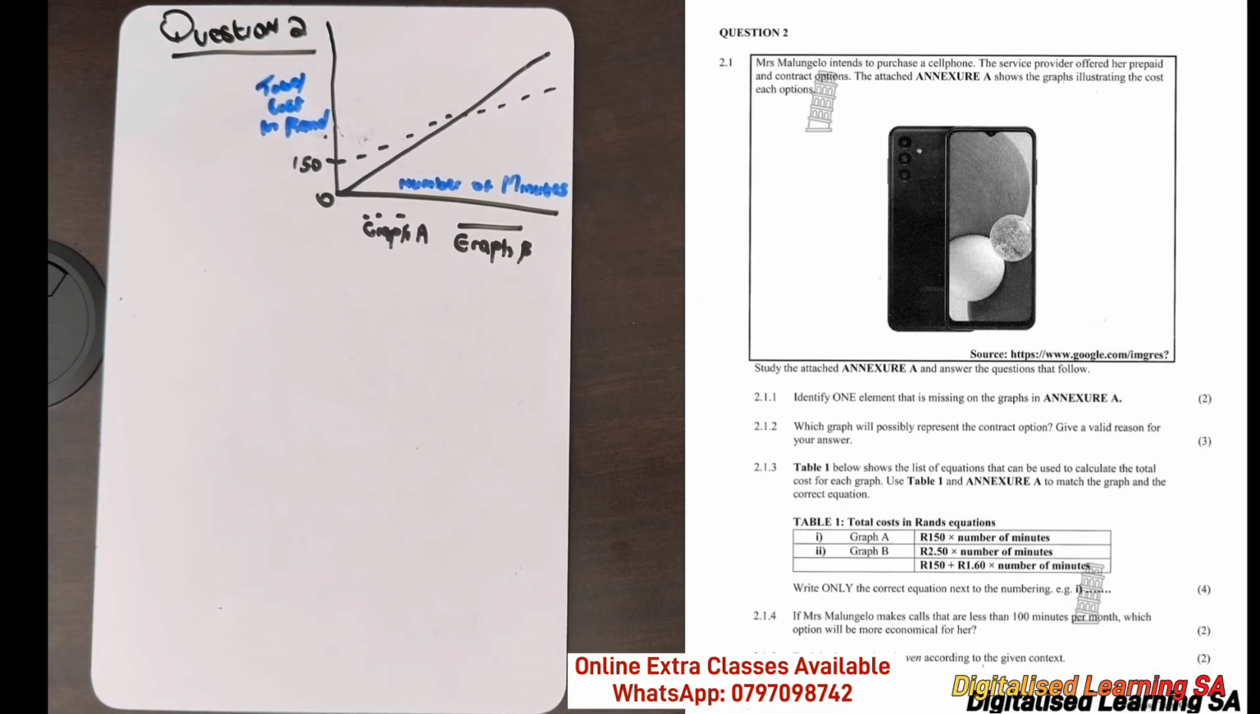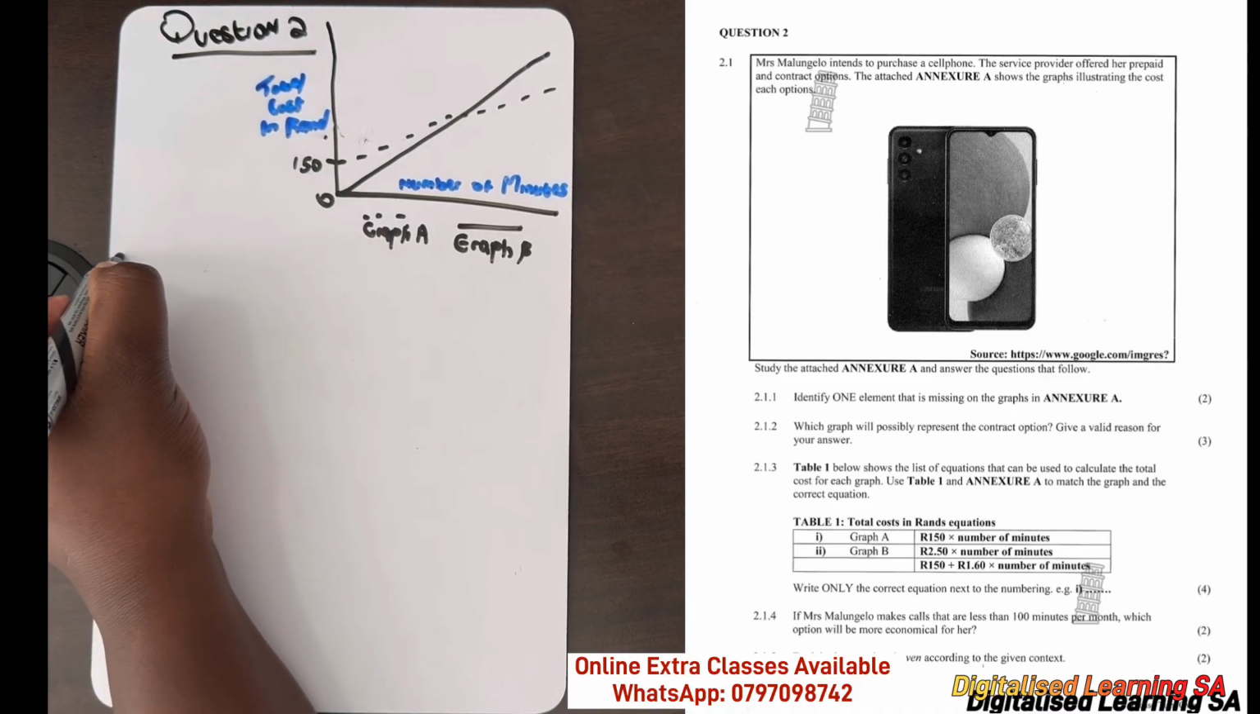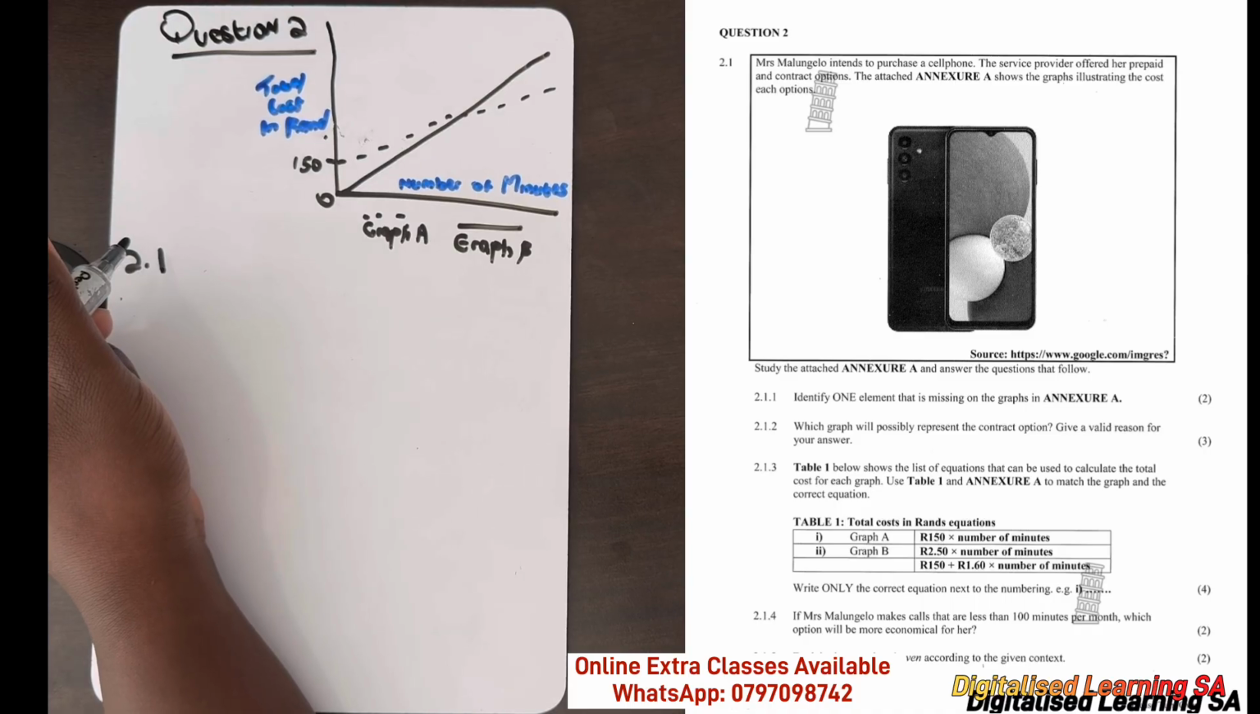In this video, we are going to start with question 2, and we will start with question 2.1. Without wasting any time, let's get down to it. We are told that Mrs. Malungelo intends to purchase a cell phone. The service provider offered her prepaid and contract options. The attached annexure A shows the graphs illustrating the cost of each option.